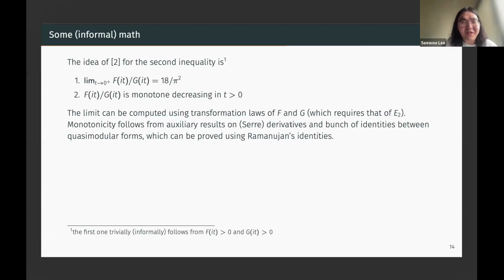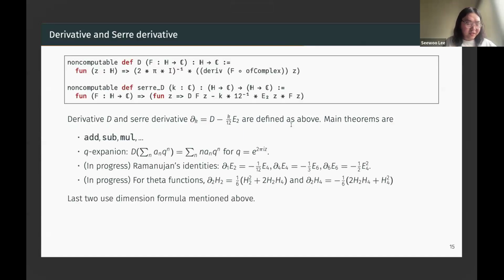And the limit can be computed using the transformation laws of f and g, which can be derived from E2, E4, E6, and those of theta functions. And this monotonicity simply follows from a lot of identities between quasi-modular forms and their third derivatives. And those all can be proved using Ramanujan's identities about derivatives of Eisenstein series. So let me tell you more about those identities. So basically, we have a definition of D and the third derivative as follows.